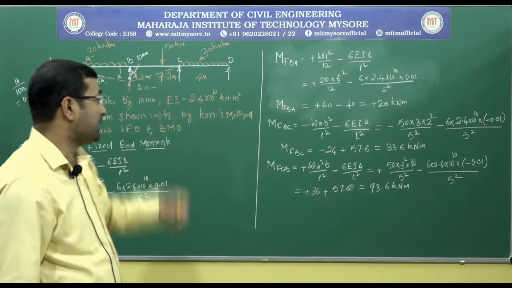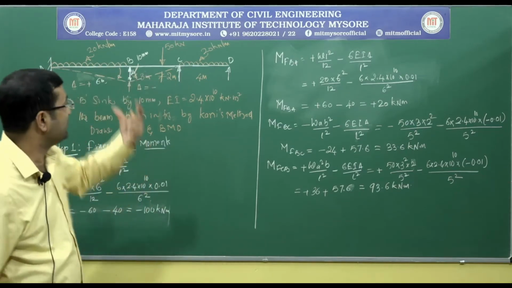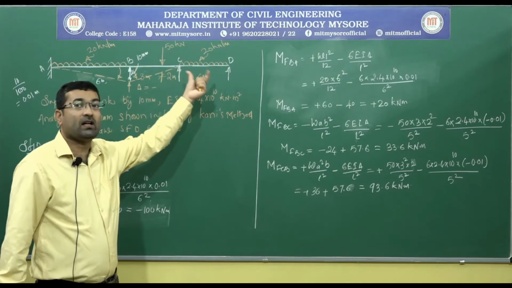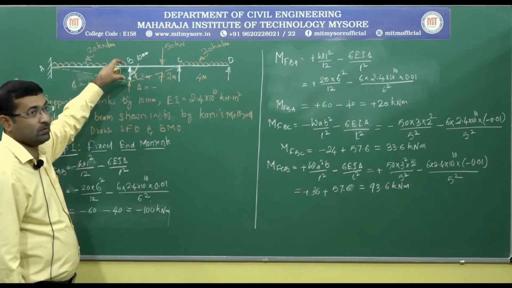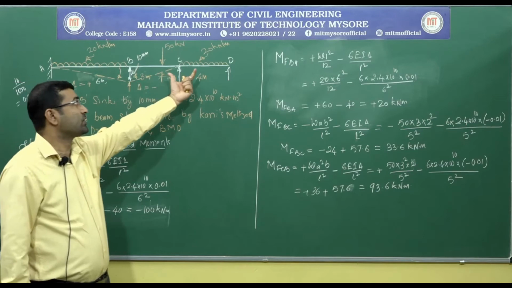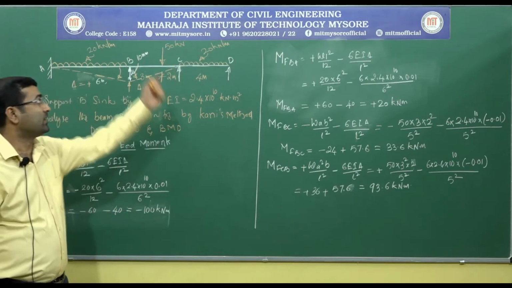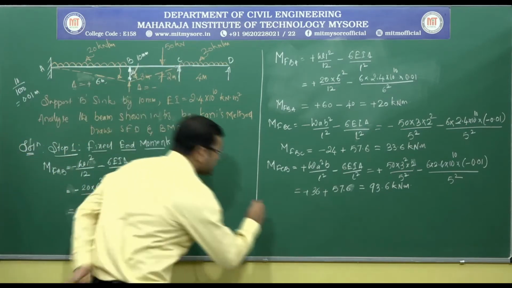So lastly, we have the span CD, which is very simple because this span is not affected by the sinking of the support B. So as usual, we need to calculate the fixed end moment for the span CD.